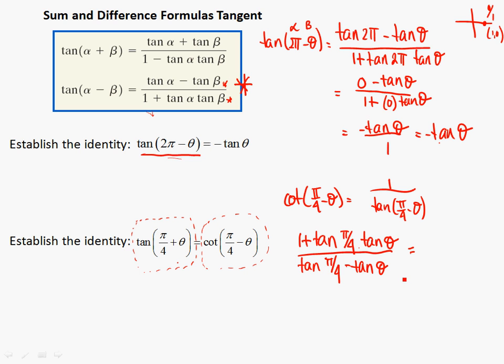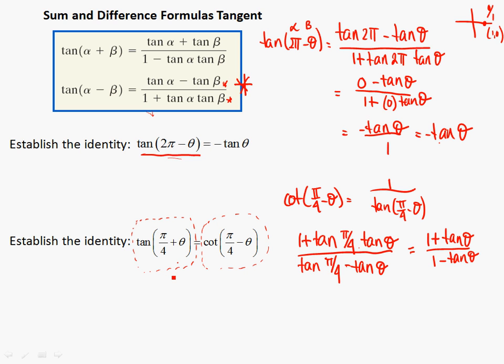And how much is the tangent of pi over 4? It's 1, right? It's 45 degrees, so that's 1. So it's 1 plus the tangent of theta divided by 1 minus the tangent of theta. That's not quite what I have yet here, is it? Yes? No?